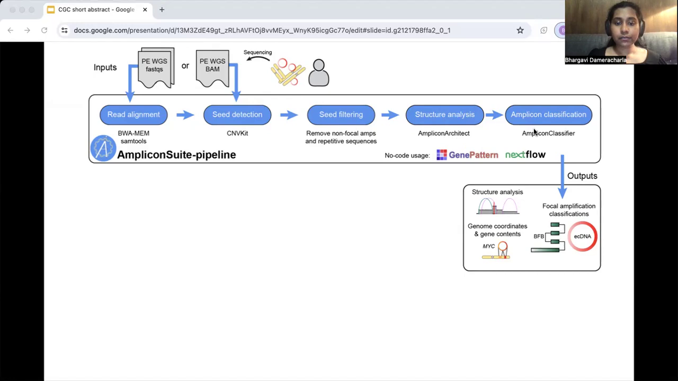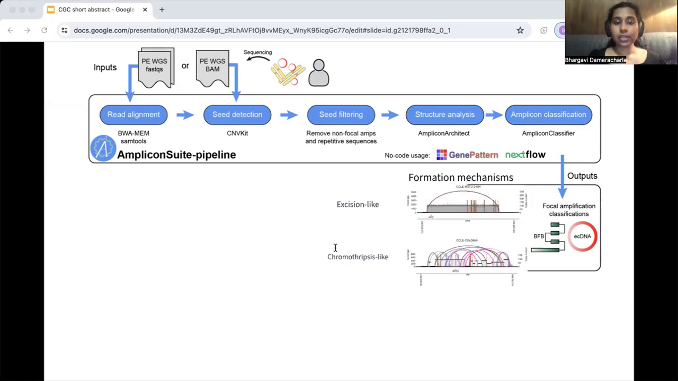Finally, AmpliconClassifier uses all of the information thus far to categorize these amplifications into distinct types, such as those that are extrachromosomal DNA, those that look like breakage fusion bridge, those that are linear, and so on. And then there are also workflows for understanding the origin or formation mechanism of a given ecDNA that are also integrated into the same pipeline.